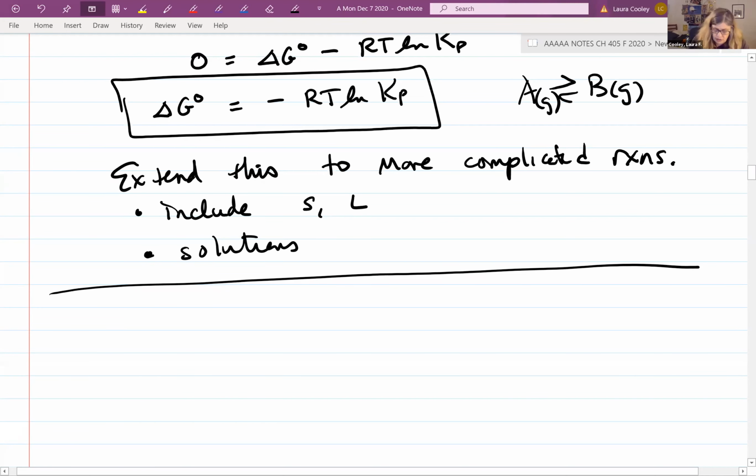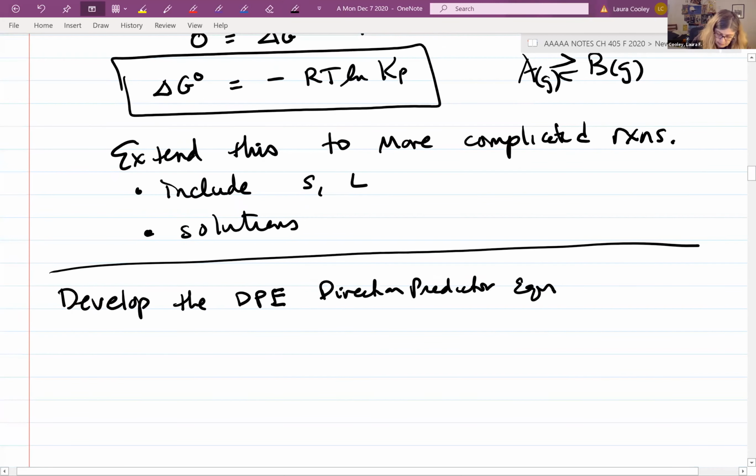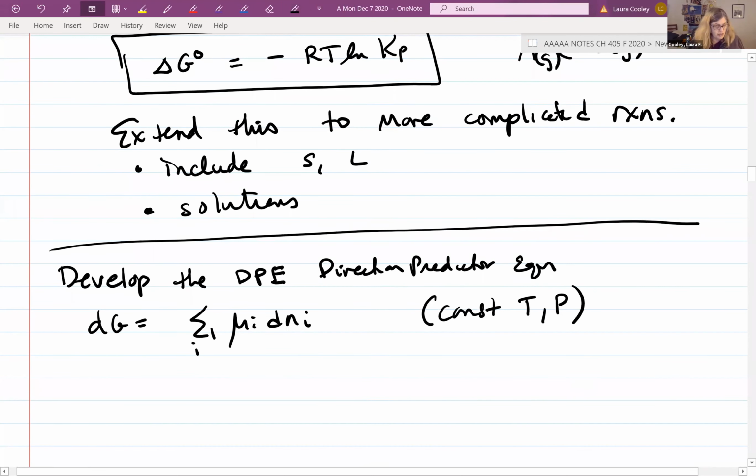So when I ask you, again, I said this at the beginning, but when I ask you to develop the direction prediction equation, I always want you to start at the same place. dG is the sum over i of mu_i dn_i, the chemical potential of the ith component times the change in moles. And this only works at constant temperature and pressure. Otherwise, you'd have to have other terms.